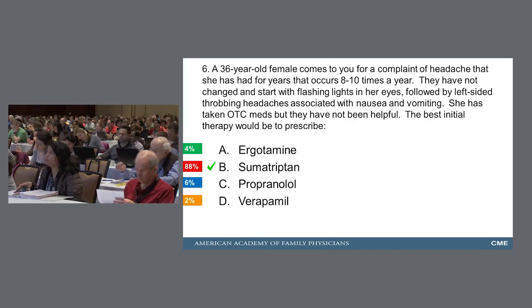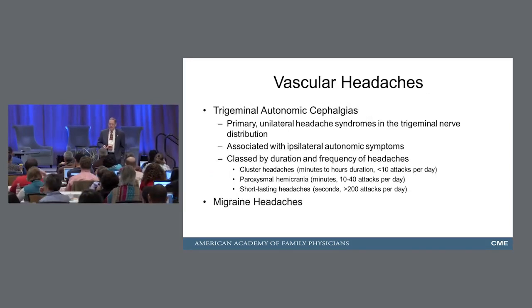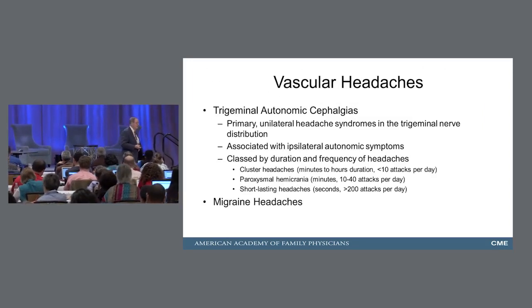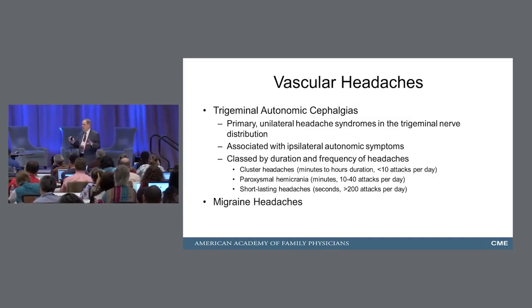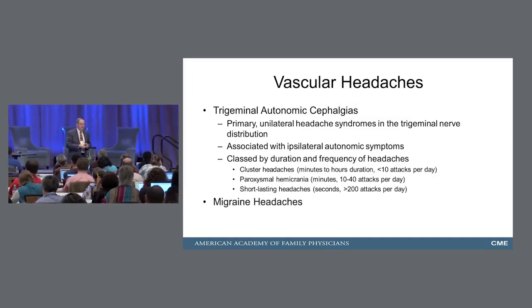Good. Sumatriptan, that is considered the first-line drug of choice for vascular headaches. Now, when we talk about vascular headaches, there are 2 broad categories. Migraine is one, but the other one has a lot of subcategories. Trigeminal autonomic cephalgias. Cluster headaches fit under there, but there are other types of trigeminal autonomic cephalgias.